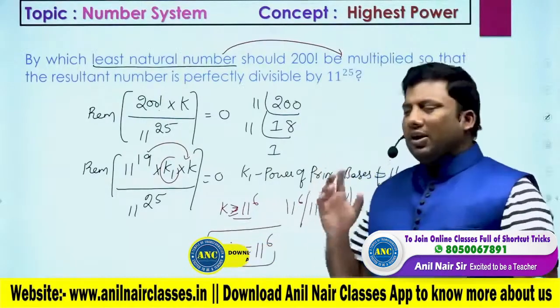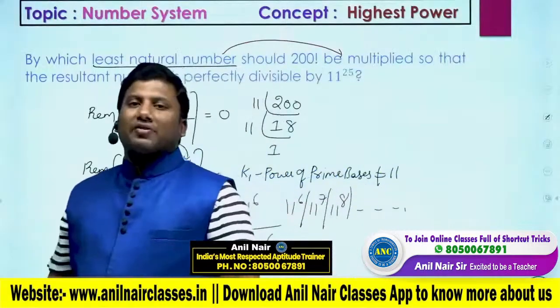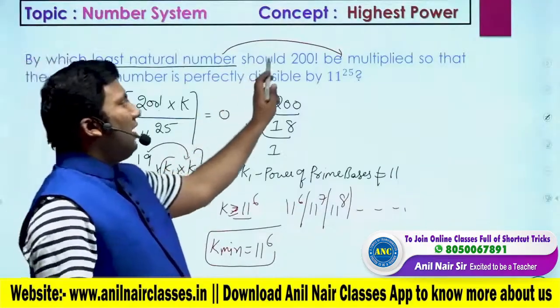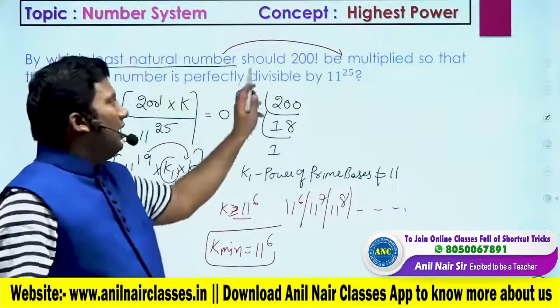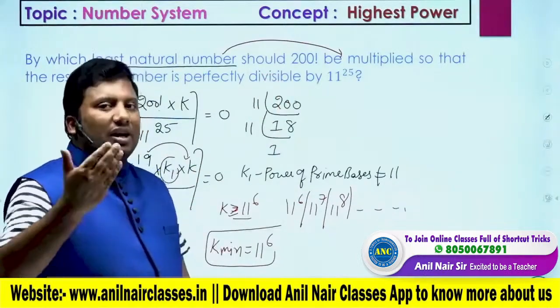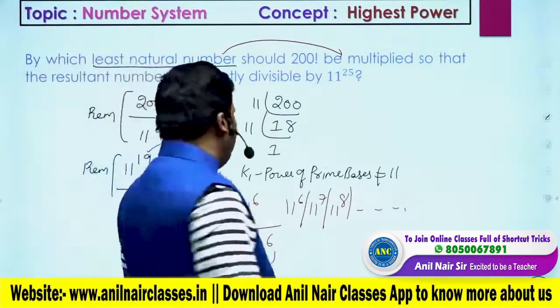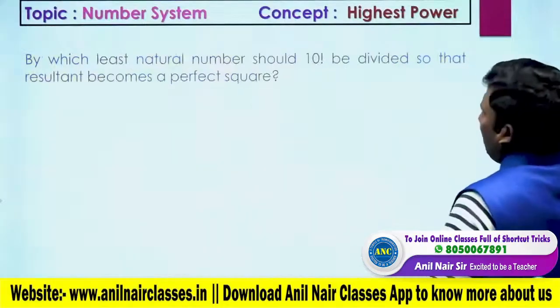In simple language, find the highest power of 11 in 200 factorial. Highest power of 11 in 200 factorial is 11 power 19. I want 11 power 25. Extra how much power of 11 should be there? 6 power of 11 should be there. Very, very easy question. Next one.